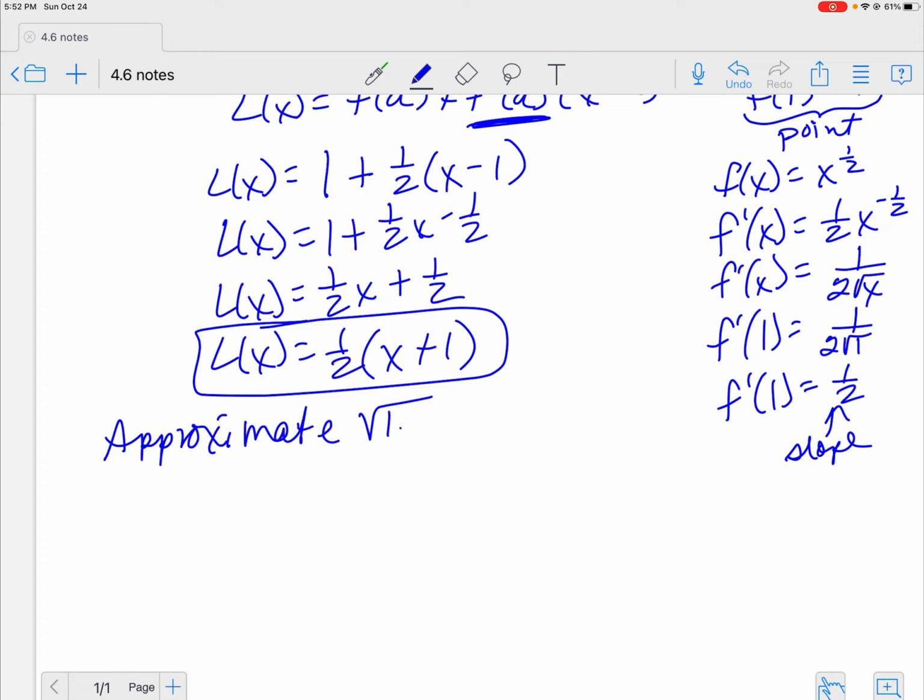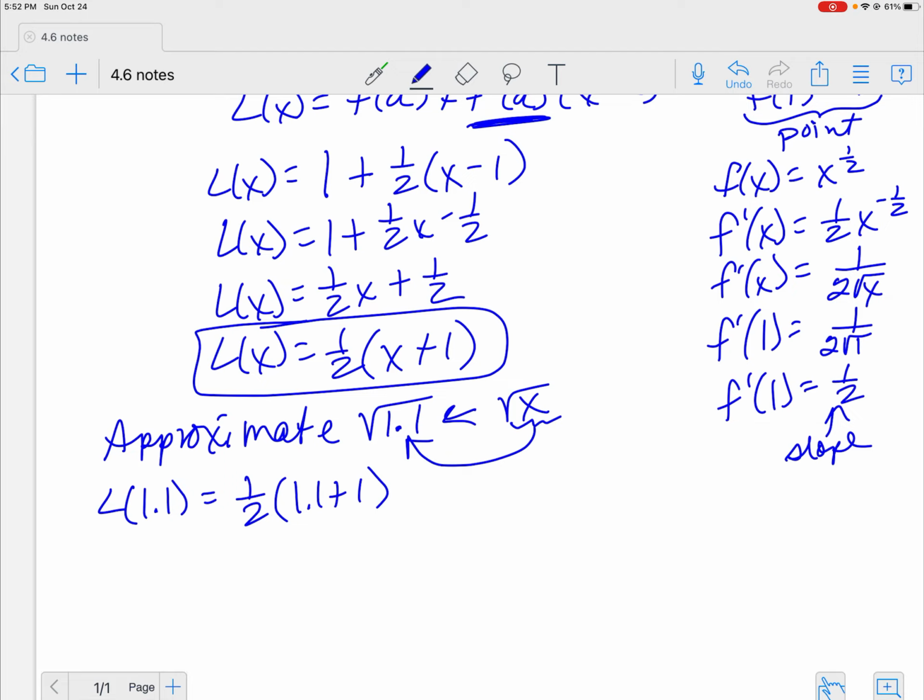this square root of 1.1, what we're saying is this is my input value. So everywhere I see an x, I'm going to input that 1.1 because my function is the square root of x. So the x that we're actually trying to find is 1.1. So this L of 1.1 is going to be 1/2 times 1.1 plus 1. See that? So now it's much easier to plug that 1.1 in when you have that 1/2 factored out.